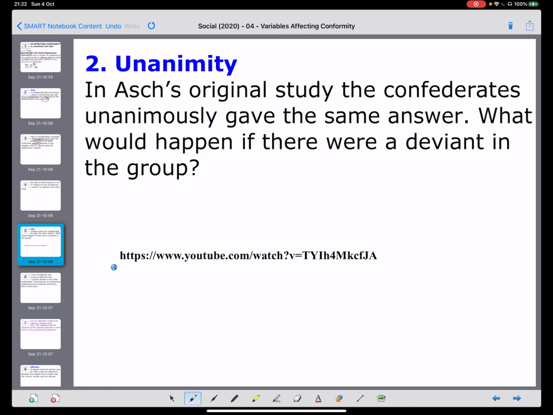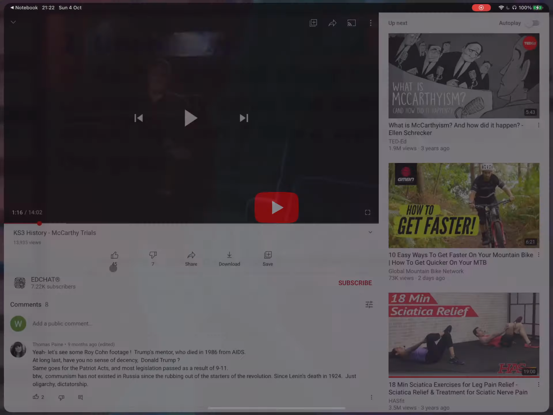And so what we find in the original study is that the Confederates were unanimous. So if the choice of the line was A, B, C, everyone said that the answer was A, except for obviously the participant, who was seeing what they were going to say. But what happens if somebody who appears to be part of the group changes their response? Asch had a chance to look at this. So let's watch a video and we can actually have a look and see what is going on.